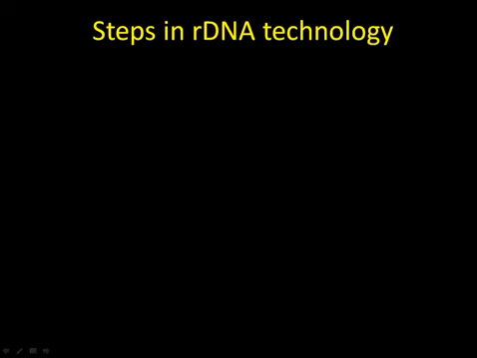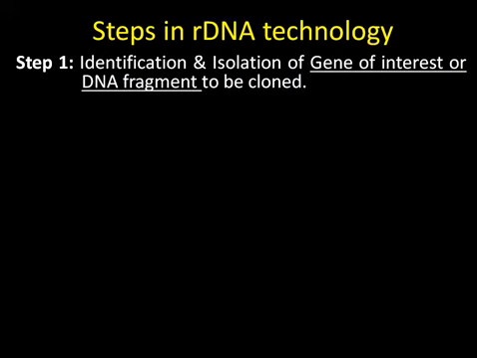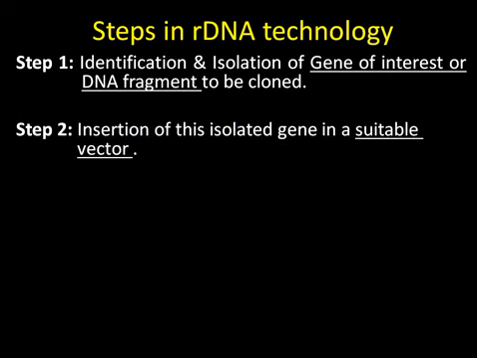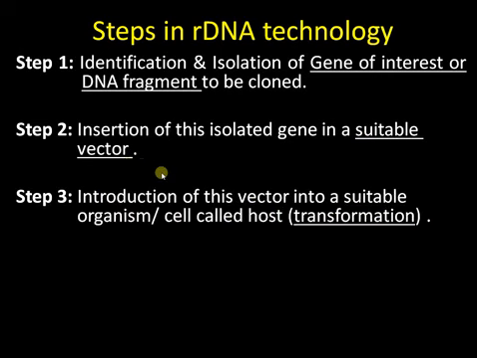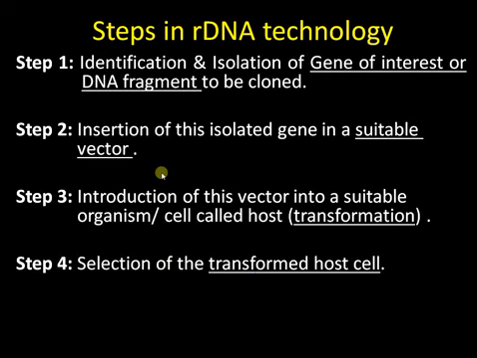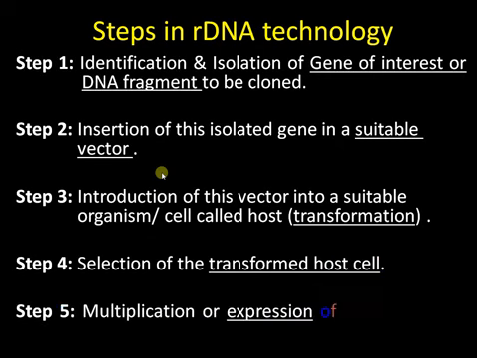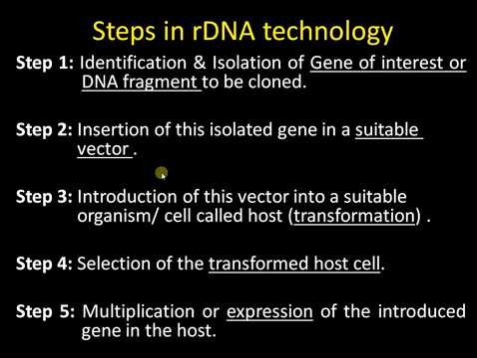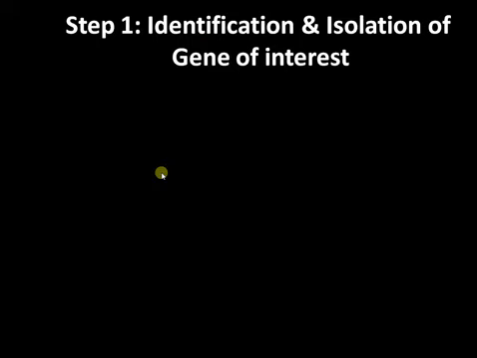First of all, let us have a look into the synopsis of the steps in recombinant DNA technology. Step 1 is the identification and isolation of the gene of interest or DNA fragment to be cloned. Second, we have to introduce this isolated gene into a suitable vector. Then we need to introduce this vector into a suitable host. The process is called transformation. We need to select the transformed host cell, and finally our intention, multiplication or expression of the introduced gene inside the host. So let us move into the first step, that is identification and isolation of the gene of interest.